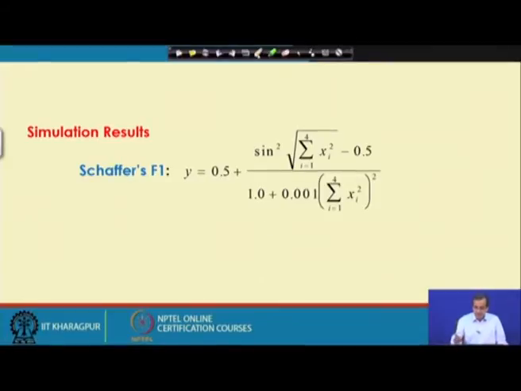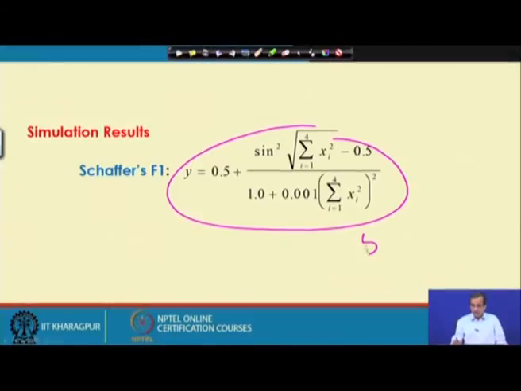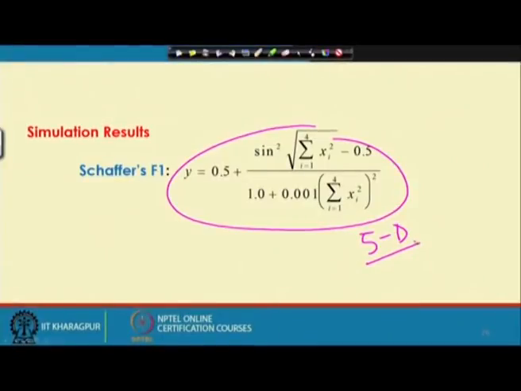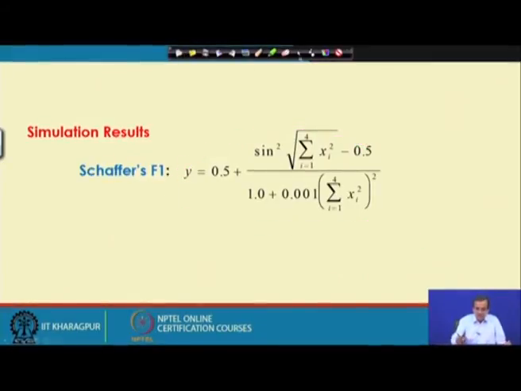Now, this is in 5 dimension, because here we can see the summation i equals 1 to 4 of x_i squared. That means this function is 5D, and we cannot visualize in 5 dimension. We can visualize only up to 3 dimension. So, this function cannot be drawn in 5 dimension, and that is why approximately we draw it in 3 dimension like this.